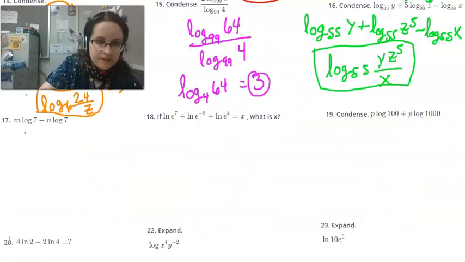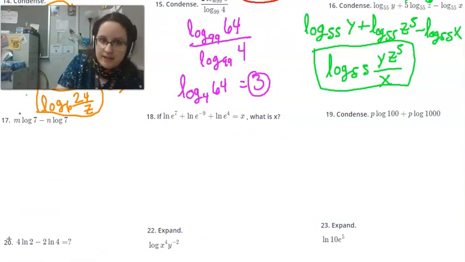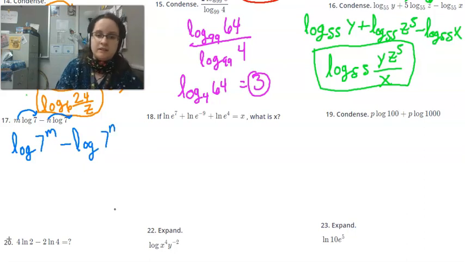Number 17, we want to condense this one. m log of 7 minus n log of 7. They have the same base. Let's use the power rule, rewrite it. We have log 7 to the m minus log 7 to the nth power.